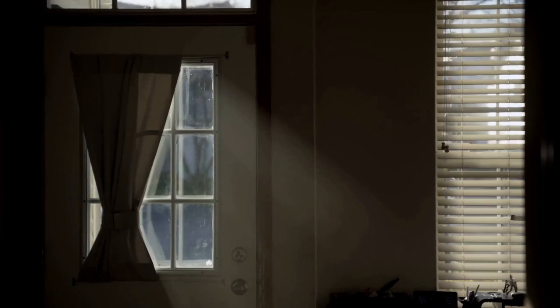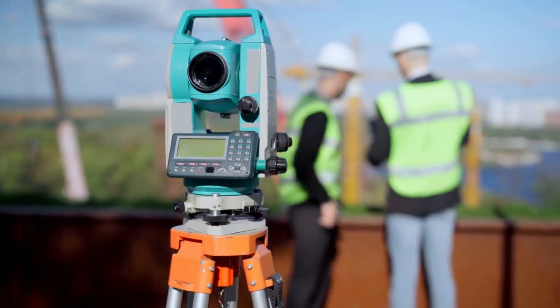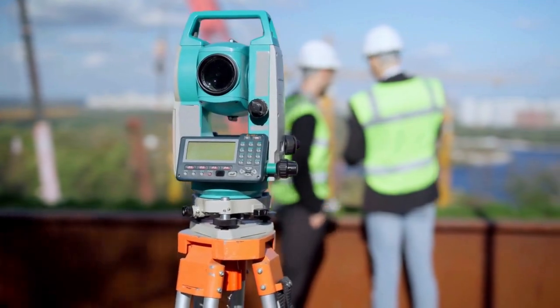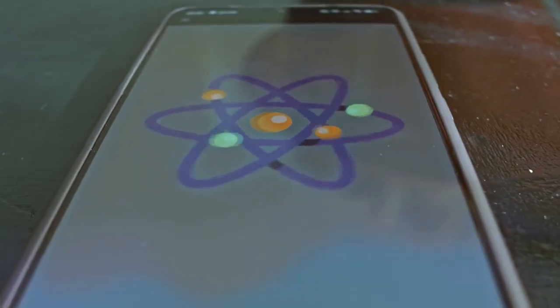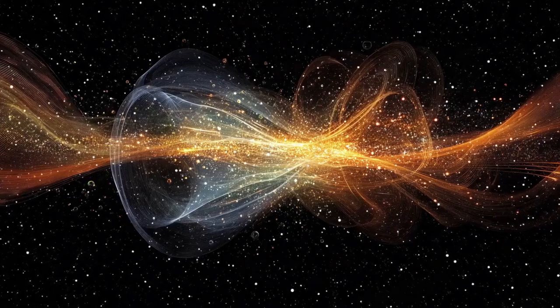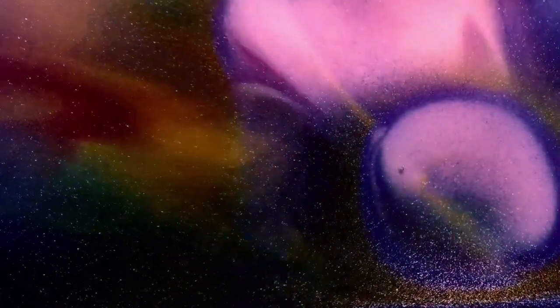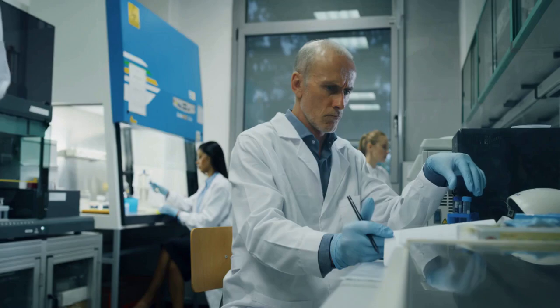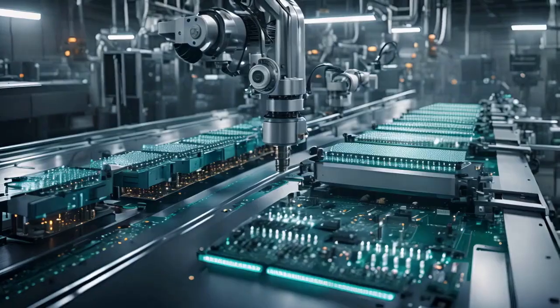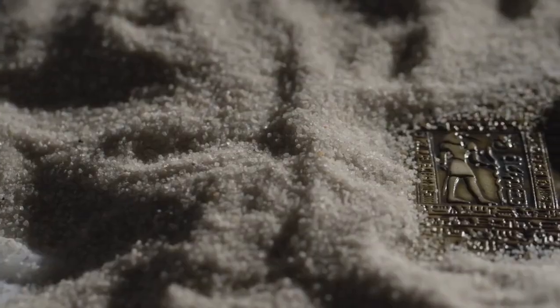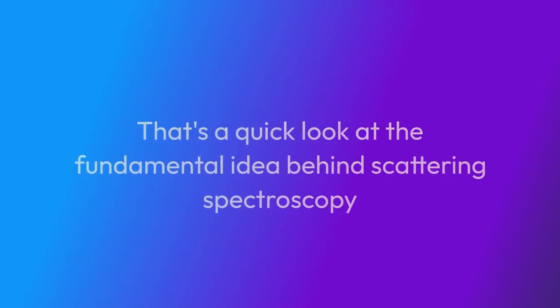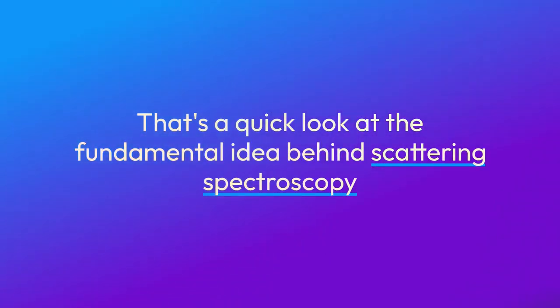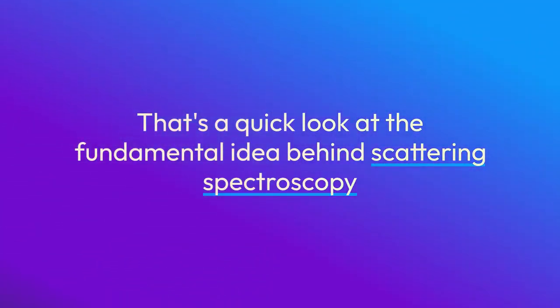So, whether it's elastic or inelastic, by analyzing the angle, intensity, and energy of the scattered light, we can learn about a material's composition, its atomic structure, and even how its molecules are moving. It's a non-destructive way to see the unseen, used everywhere from developing new medicines and creating advanced electronics to analyzing ancient artifacts. And that's a quick look at the fundamental idea behind scattering spectroscopy.